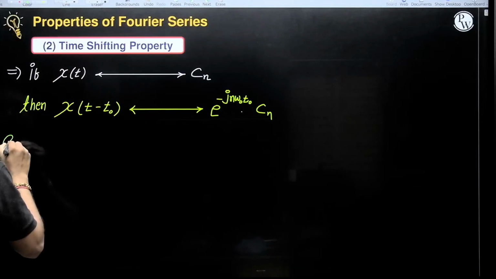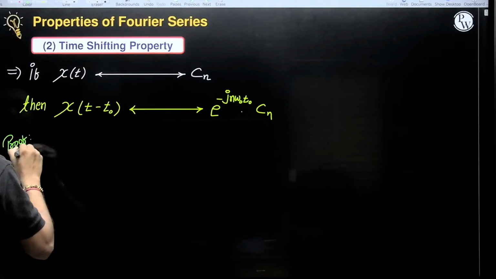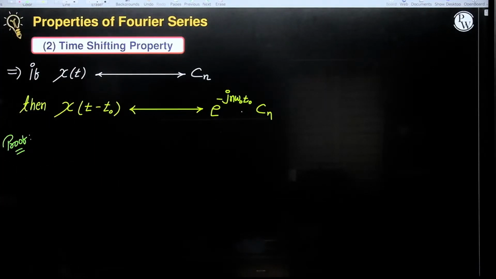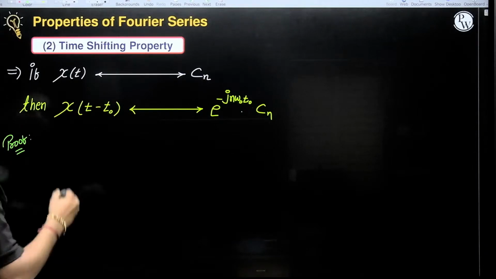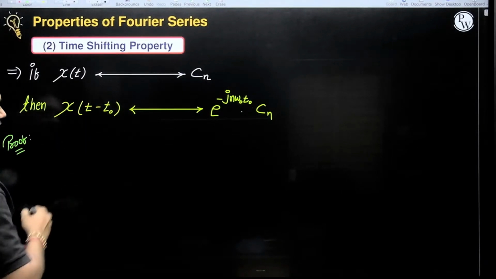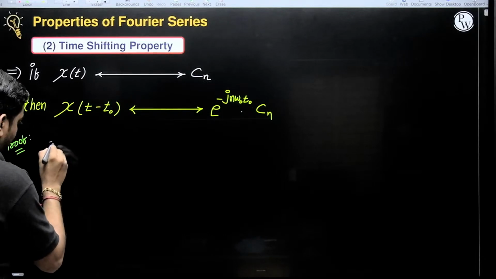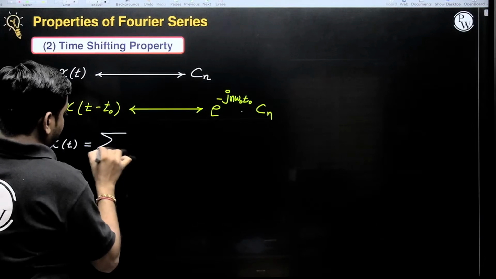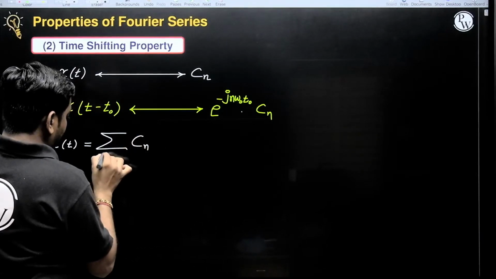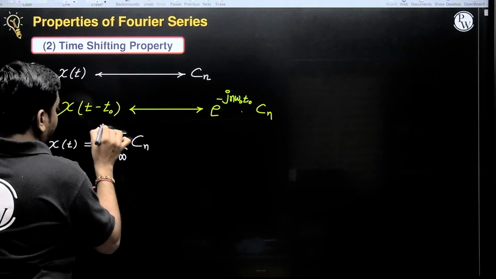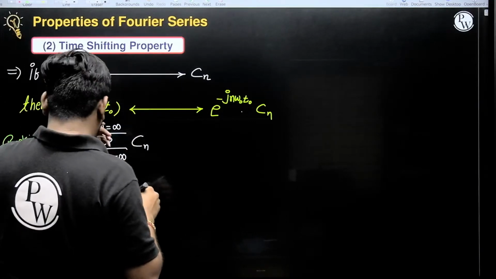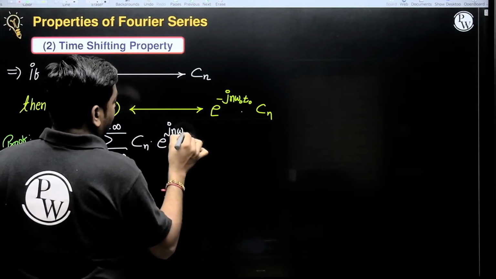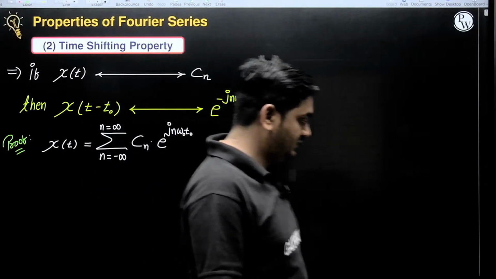Let me write the proof of the property. Now here the Fourier series coefficient of x of t is Cn. So x of t, given by the exponential Fourier series, has coefficient Cn, with n from minus infinity to plus infinity, times e to the power j n omega 0 t, correct?